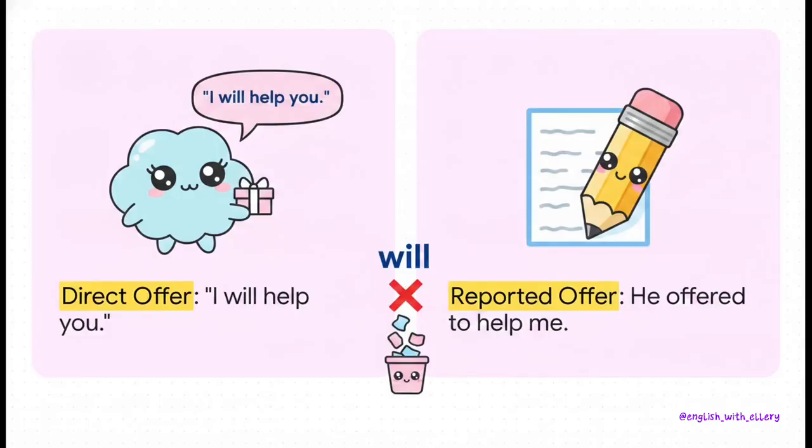Actually, let's look at one of those special structures right now. Reporting an offer. Take this direct offer. "I will help you," he offered. If we translate that into reported speech, we definitely don't say, he offered that he would help me. That sounds incredibly clunky. Instead, we streamline the whole thing using an infinitive verb. The reported offer just becomes, he offered to help me. Notice how the modal verb will completely disappears, and we just use the infinitive to help. I love this example because it brilliantly illustrates how advanced reporting is often about making sentences more efficient, not just longer.